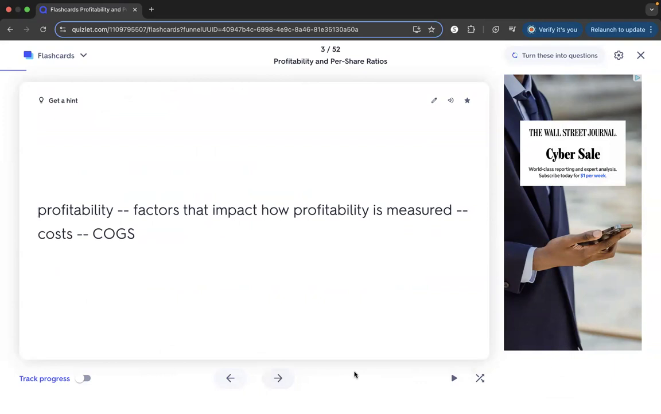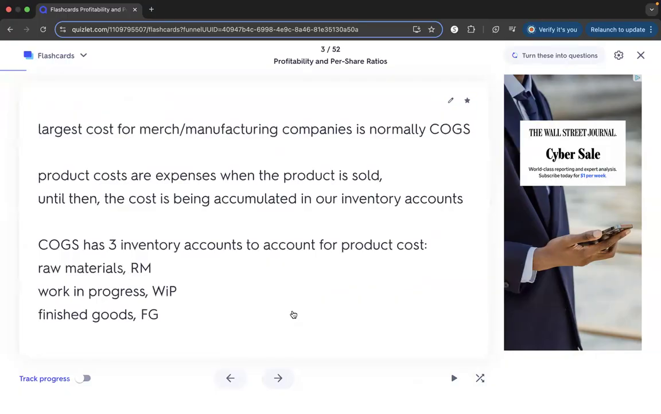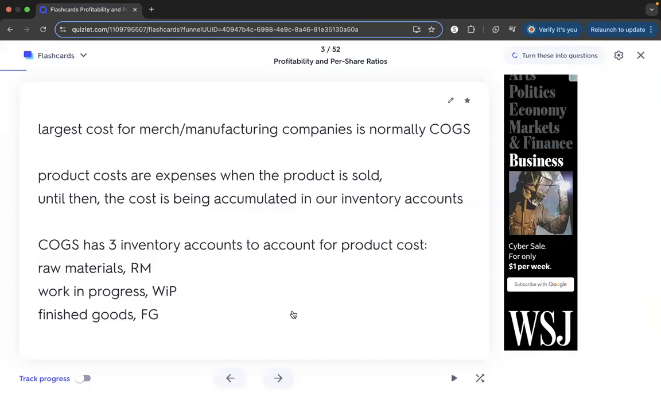But on the other side, factors that impact profitability are costs. And specifically, I wanted to talk about cost of goods sold, COGS. It's actually generally the largest cost for merchandising and manufacturing companies. And it includes product costs, which are expensed when the product is sold, and until then, the costs are being accumulated in the inventory accounts. COGS has 3 inventory accounts to account for these product costs: raw materials, work in progress, and finished goods.